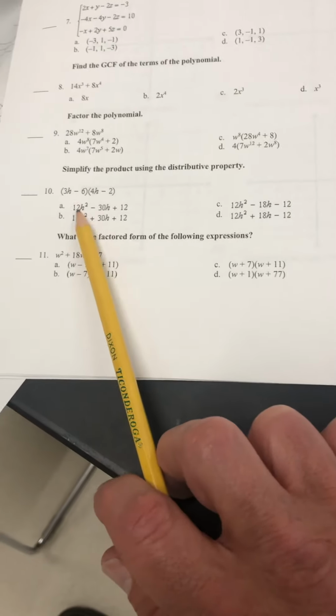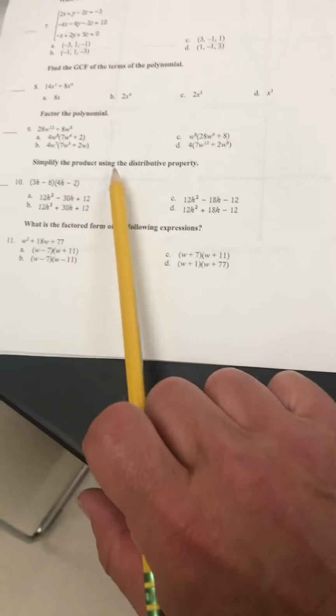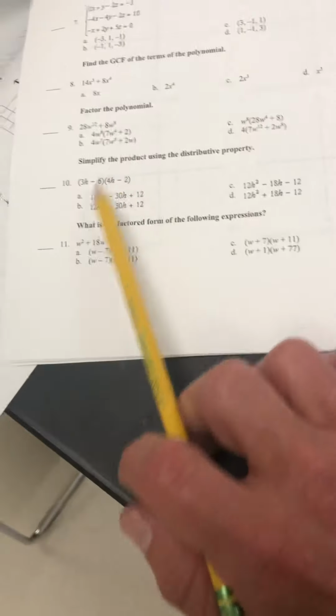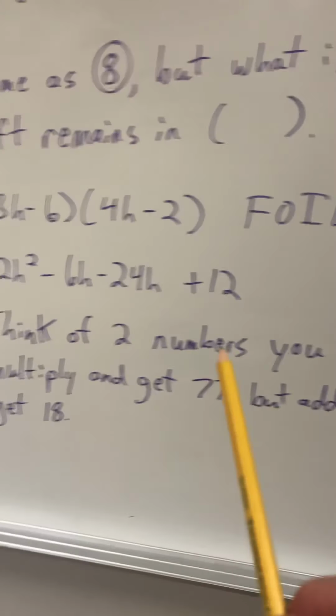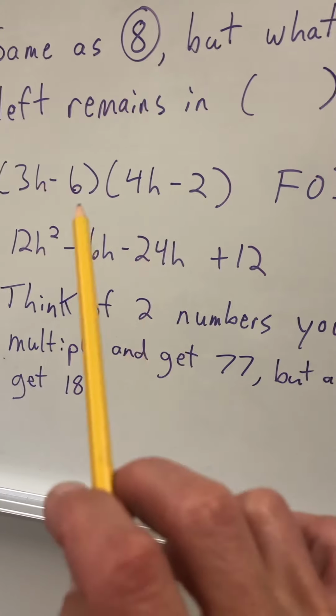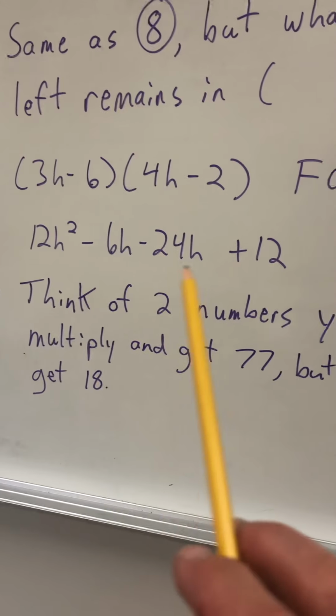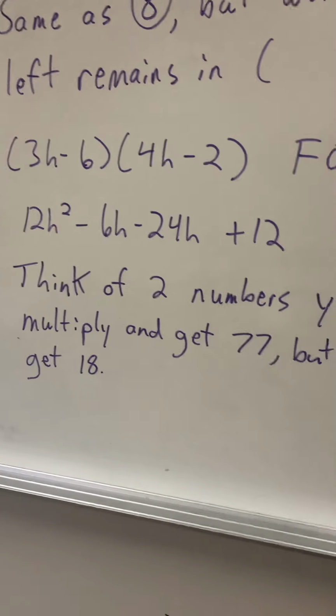For number 10, you are going to simplify the product by using the distributive property. So you have double distribution here, or the FOIL method. So use FOIL: first, outside, inside, last. Multiply the firsts, the outsides, the insides, and the lasts. And I did the first step for you. Okay? And then you're just going to combine like terms and you'll have the answer.